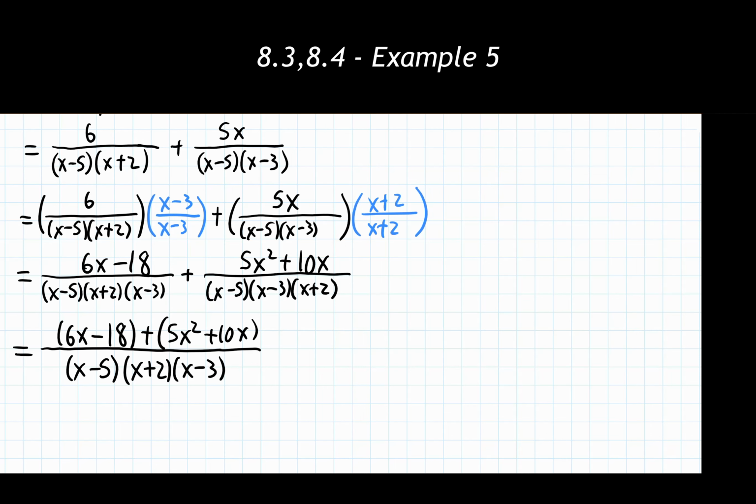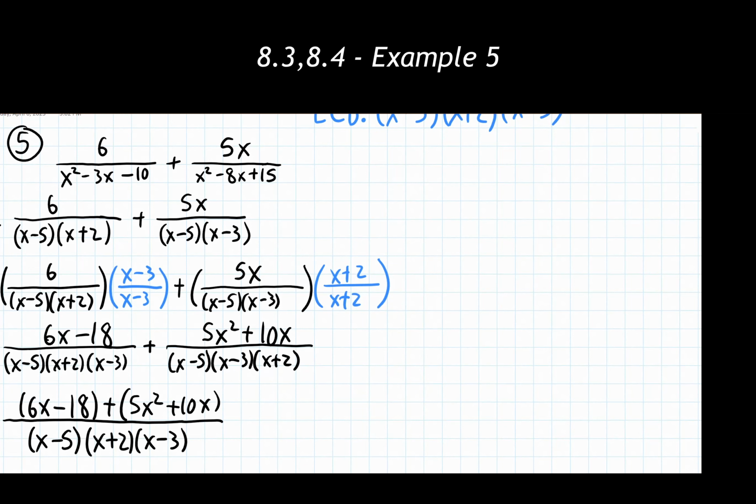So now I have everything written as one single rational expression. Step 5 says to simplify the numerator down. I'm doing the distributive property. I'm combining like terms where I can. So let's go through and make that happen. I'm going to rewrite the simplified portion up here.